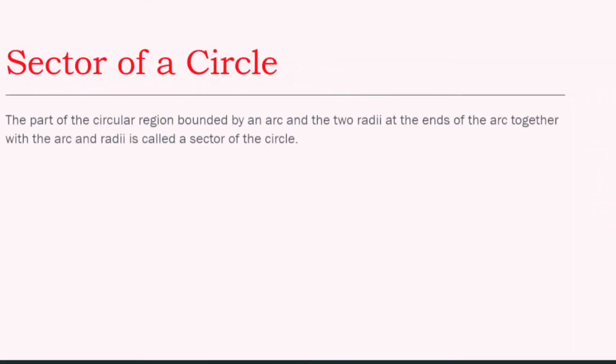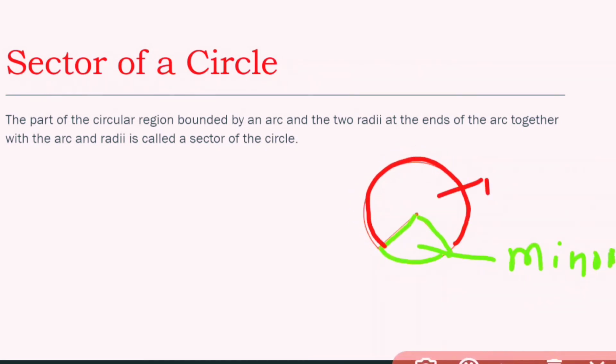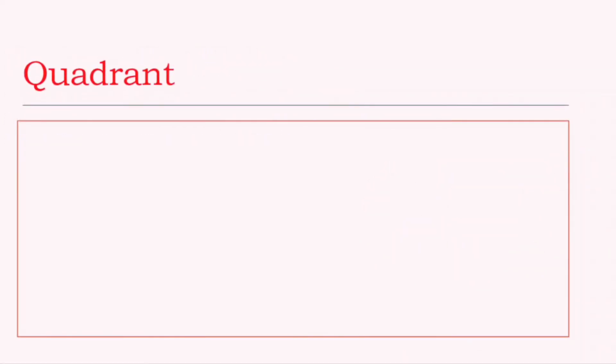Next term is sector of a circle. The part of the circular region bounded by an arc and two radii at the end of the arc, together with the arc and the radii, is called the sector of the circle. Now this is a circle, the center of the circle, this is a radius, this is the other radius. This portion is called a sector. Now this is the minor sector and this portion is called the major sector.